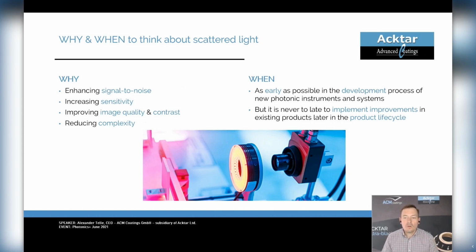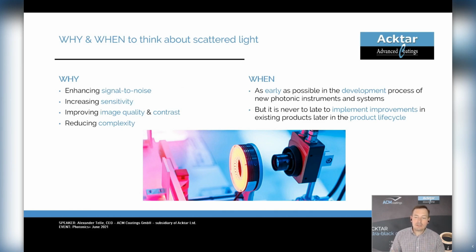Many of you know that scattered light can have a dramatic impact on the quality and performance of an optical system. If you address this challenge, for example, with deep black absorber coatings, you can easily positively influence the image quality, the contrast, or even the sensitivity in the system. And this at the level of the hardware and not at the later stage in the image processing.